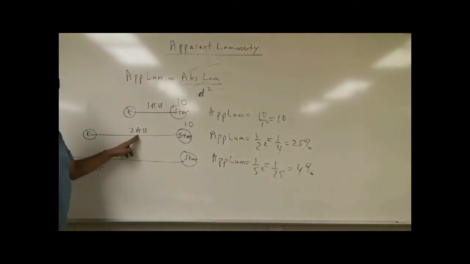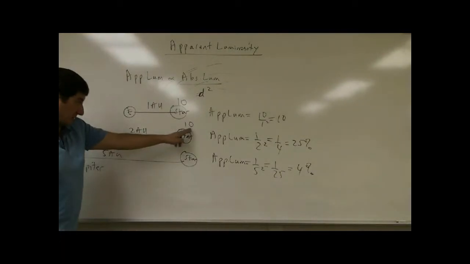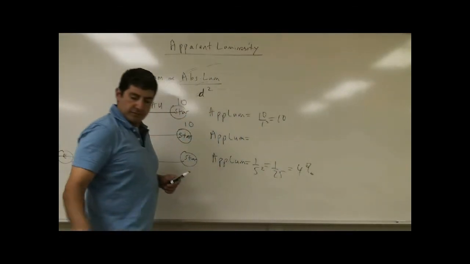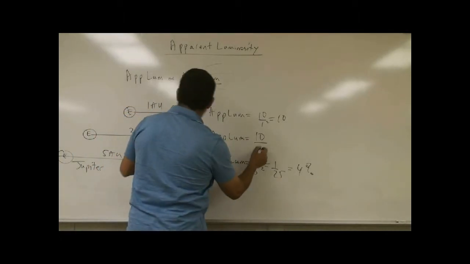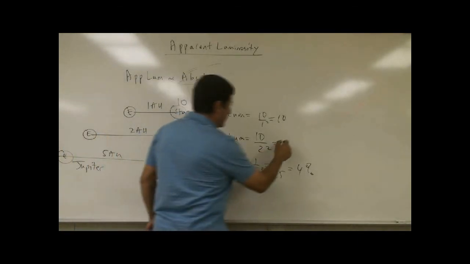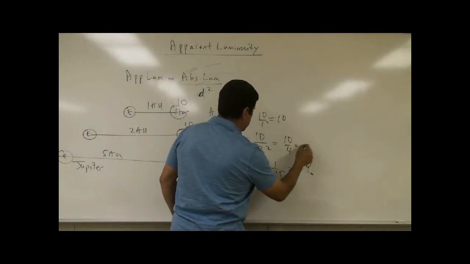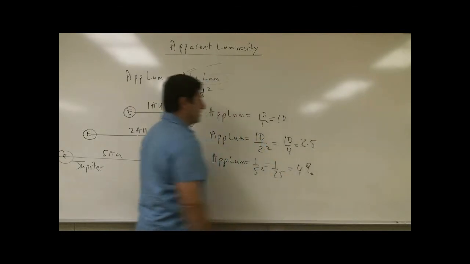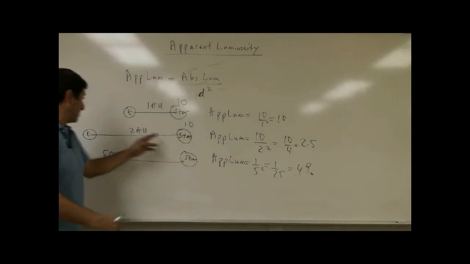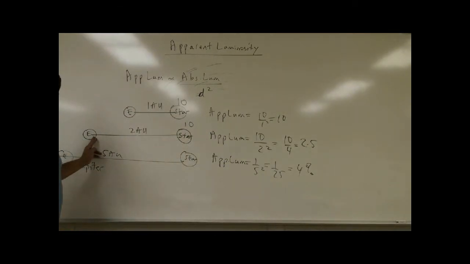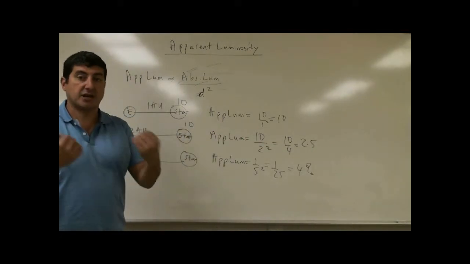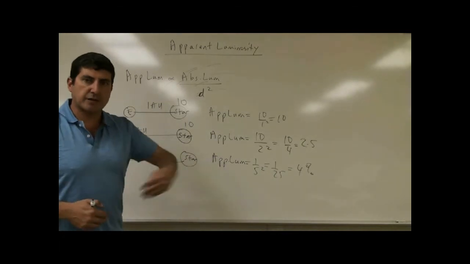What if you live 2 AUs away from that star? Now what would be the apparent brightness? It would be 10 over 2 squared. Now it's a little bit better because you have 10 over 4, and that will be 2.5. So if we go and find a star that's 10 times brighter than the sun, and we live 2 AUs away from that star, that star will appear 2.5 times as bright as our sun appears. So it is brighter, but not that much.